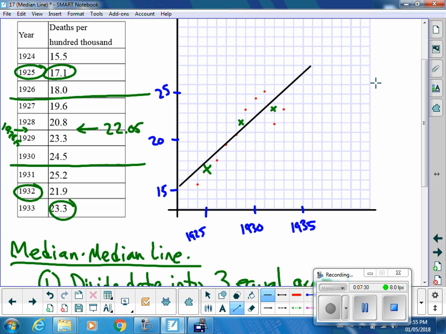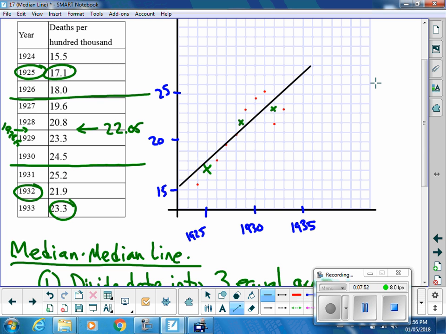Okay, so that's how I do a median line. And I only use those 3 green X's to create that line. I ignored the rest of the data and just use those 3 points. So again, if you get a huge set of data, this kind of simplifies the process. You can take a large cluster and bring it down to just 3 points to make your line of best fit.